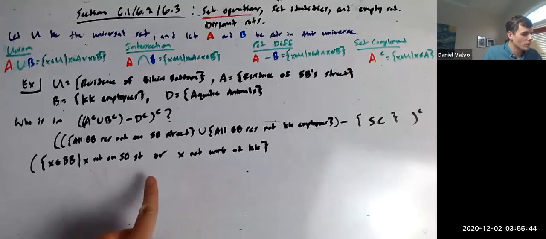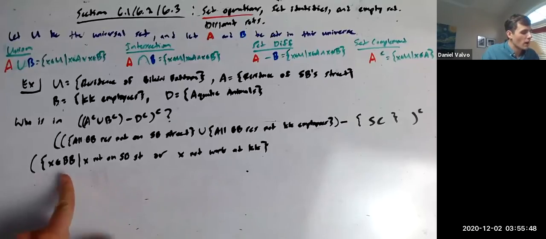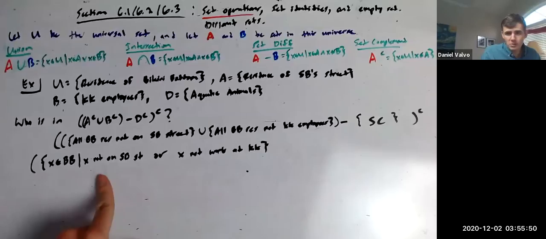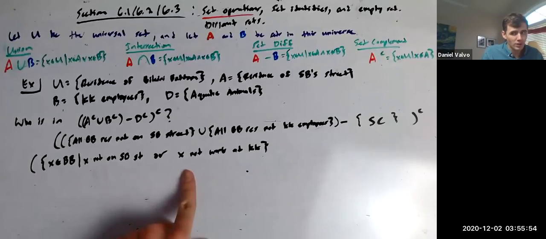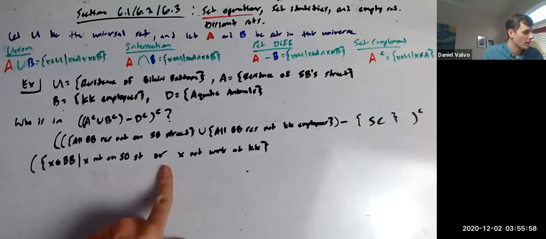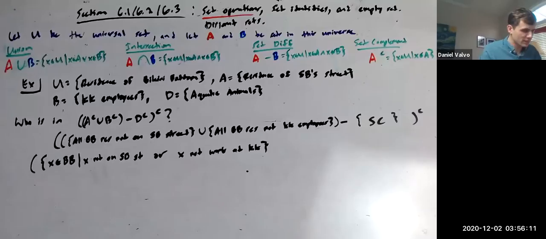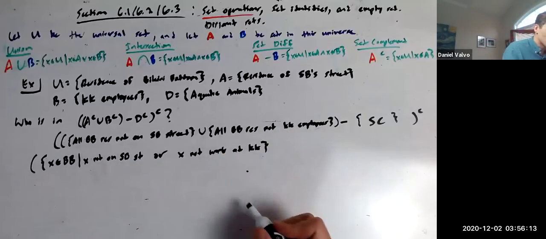But if you're not on SpongeBob Street, well, this includes everybody that doesn't live on SpongeBob Street. And it includes everybody that does not work at the Krusty Krab, because as long as they fit one of these things, they're in the set. That means that this set really just includes everybody. Oh, this is the set of people not on SpongeBob Street. Actually, let's just leave it like that. This is fine. And so that's what this union is.